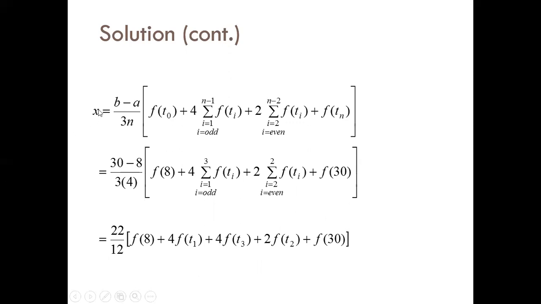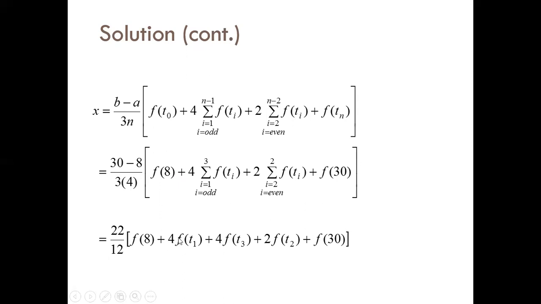Then use the formula x is equal to h by 3, or b minus a divided by 3n, times f of t0 plus 4 into summation of i equals 1 to n minus 1 of f of ti, plus 2 into summation of i equals 2 to n minus 1 of f of ti, plus f of tn. Put the values of t0 and tn, b and a: 30 minus 8 divided by 3 into 4, times f of 8 plus 4 into summation of all odd terms plus 2 into summation of all even terms plus f of 30.